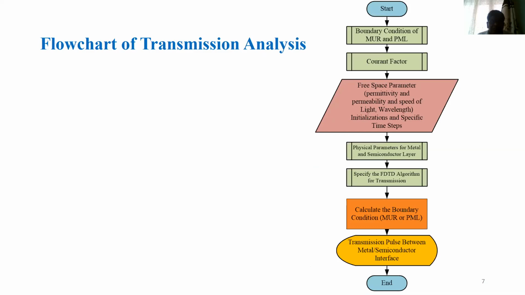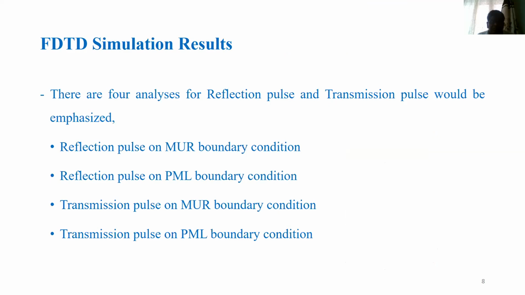The next flowchart is the transmission analysis for PML and MUR boundary condition. It is also the same as reflection from step 1. In step 5, we specify the FDTD algorithm for transmission. In step 6, we calculate the boundary condition for MUR or PML. And then we get the transmission path between metal and semiconductor interface. The analysis results of reflection and transmission paths for MUR and PML boundary condition will be shown in the next slides.